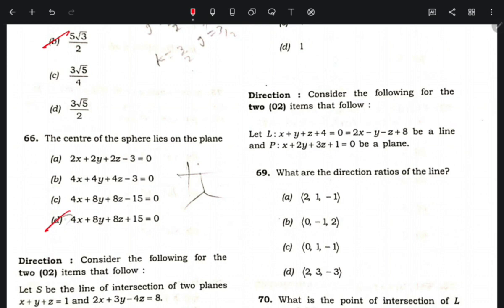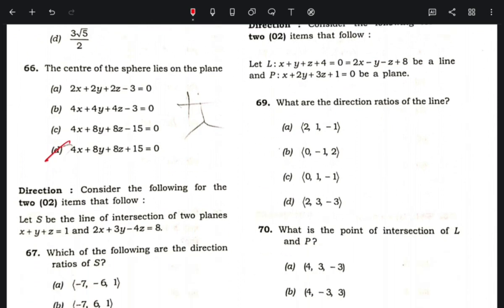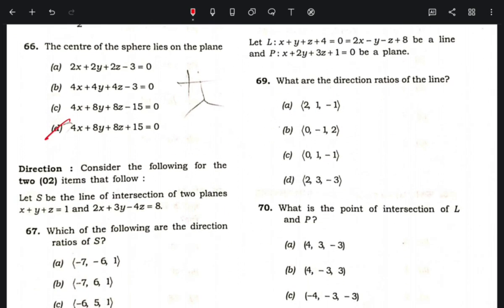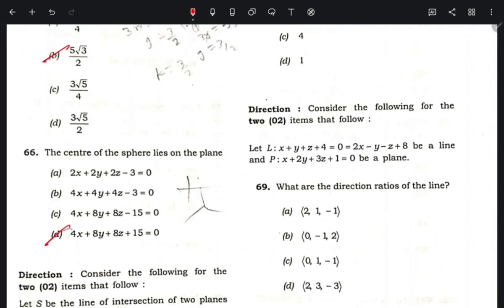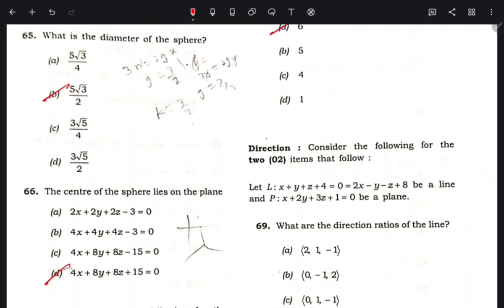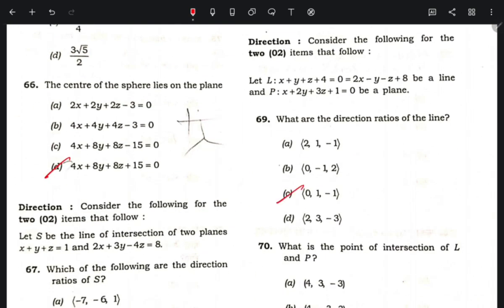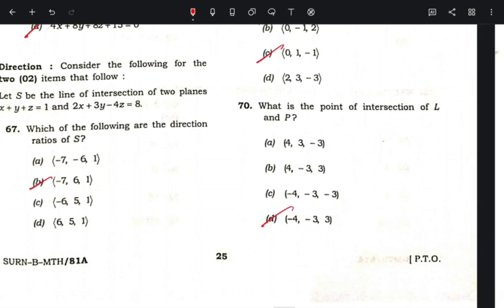66 again a direct formula. So here you have to find the center, then just apply it in all these formulas and check which plane it lies on. That's it. Whichever plane satisfies the center point, take the center point from the equation. So that will be a formula. 66 D. 67 you have B. 68 you have A. 69 you have C. 70 you have D.